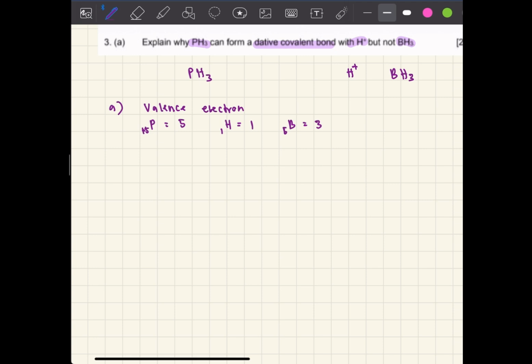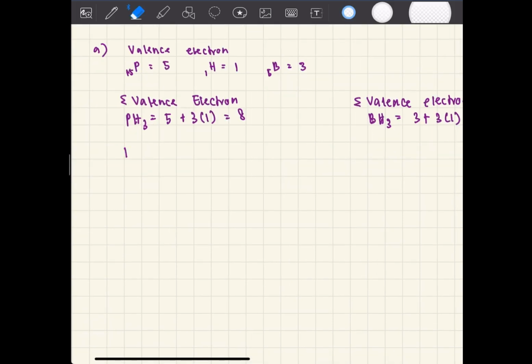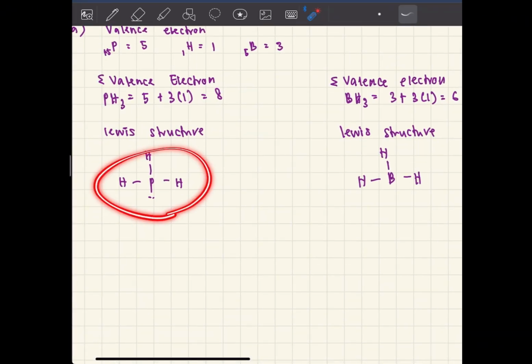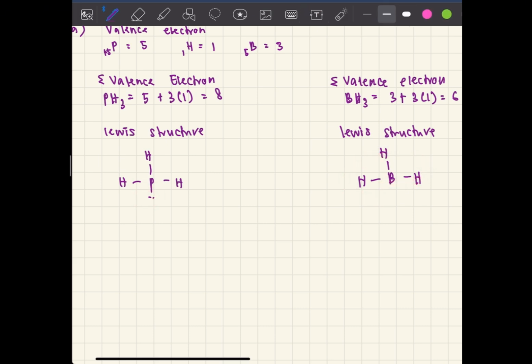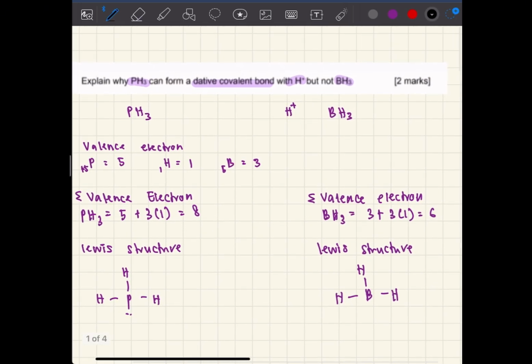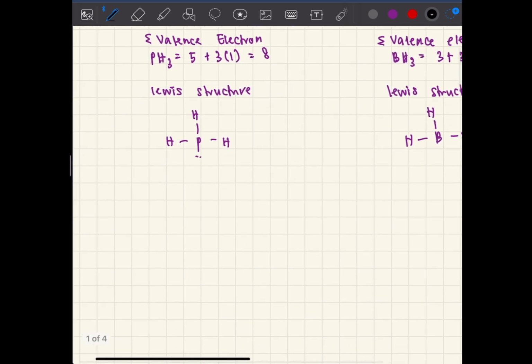Before we draw the Lewis structure, we calculate the total valence electrons. You can see that PH3 has one lone pair and BH3 has no lone pair. So we can conclude why the question asks: explain why PH3 can form a dative covalent bond with H plus but not BH3.